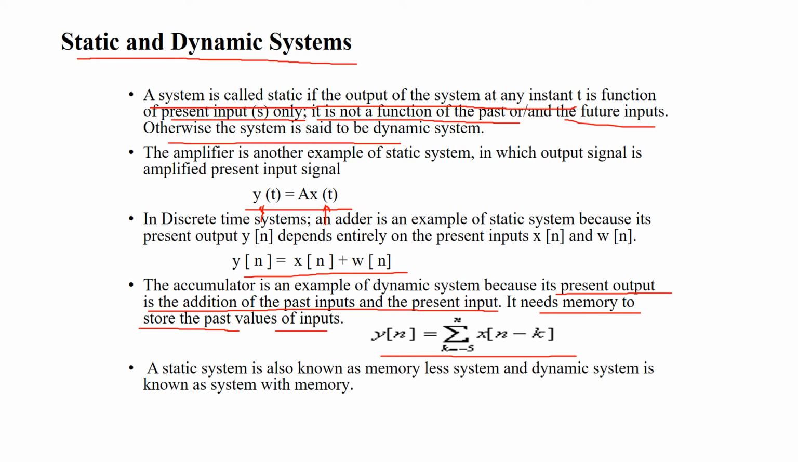Simple definition: a static system is also known as memoryless. It doesn't require any memory to store things. And a dynamic system is known as a system with memory. For example, a resistor is a memoryless element, and an inductor and capacitor store energy in the form of current or voltage, so they are known as dynamic elements.